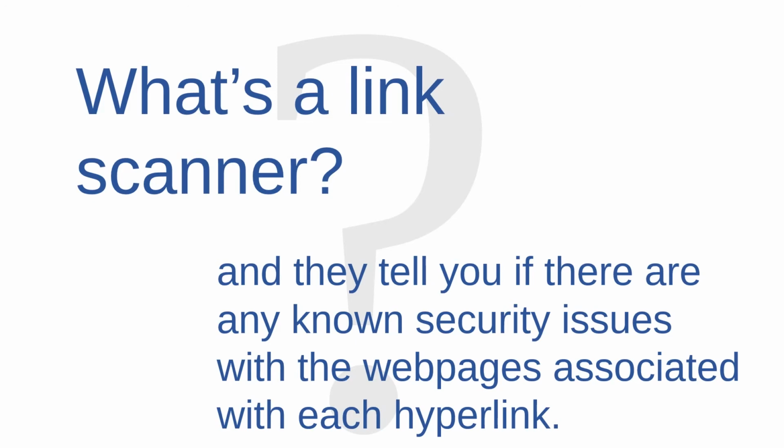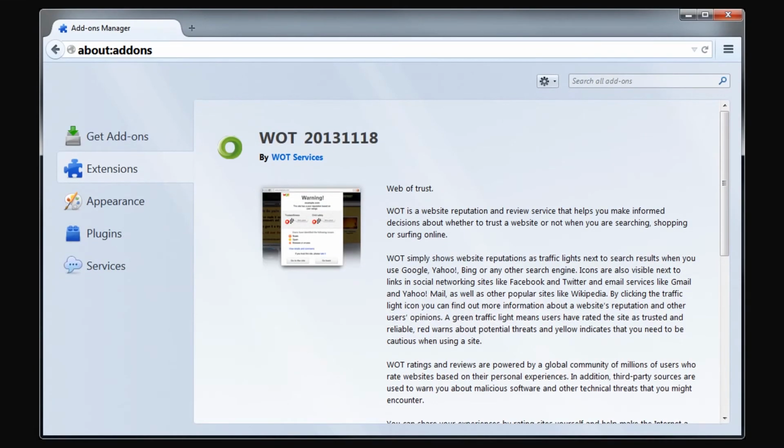There are several link scanners to choose from. One popular example is Web of Trust. Web of Trust displays color-coded circles next to hyperlinks. These circles tell you whether or not the web page has a good security reputation.